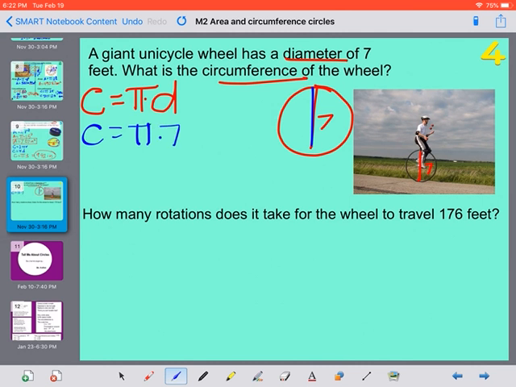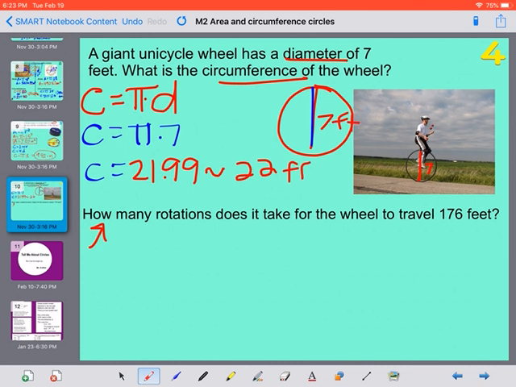So pi times 7 gives us 21.99. So if we were to round that to the nearest whole number, because we're going to need it for this next part of the question, we would round that up to about 22. We're talking about feet. So 22 feet would be the closest whole number around one time.